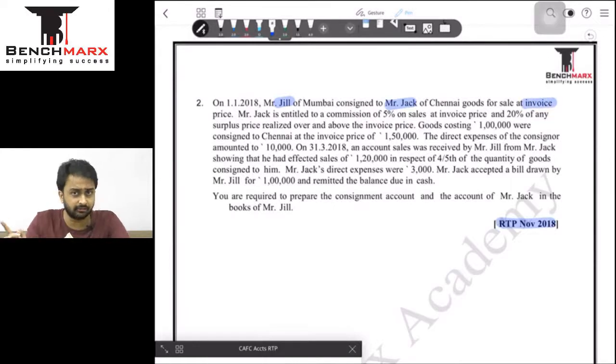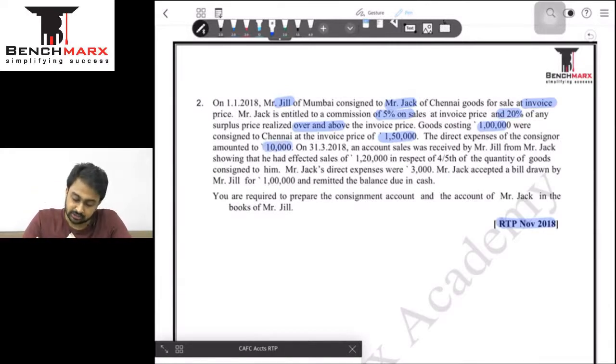ठीक है, so goods have been sent at invoice price. ठीक है, मतलब loading effect will come. Jack is getting a commission of 5% on sales at invoice price and 20% of any surplus realized over and above the invoice price. ठीक है, goods costing 1 lakh were consigned to consignee at invoice price of 1,50,000, which means the loading content is 50% of cost or 1/3 of invoice price. ठीक है, expenses of the consignor is 10,000.